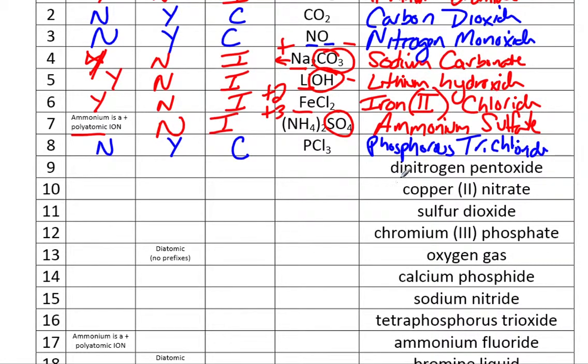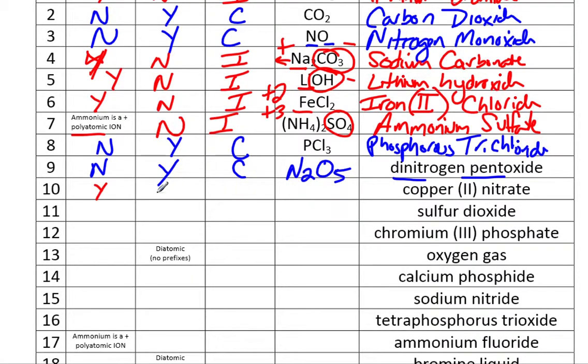All right, now I see dinitrogen pentoxide. Right away, I see prefixes. So yeah, there's prefixes. That means it's covalent, and if I look at the elements involved, I shouldn't see a metal, no metal. So dinitrogen, I love prefixes. They're nice and easy. That tells me there's 2 nitrogens. Pentaoxide, O5.